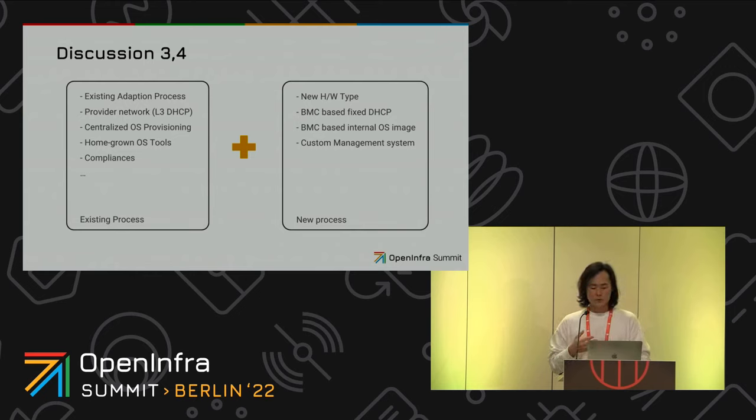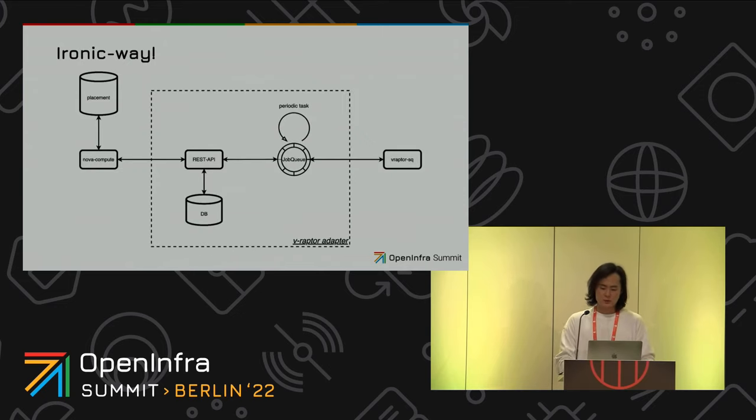Our new target has BMC-based fixed DHCP, and also a BMC-based internal OS image system. And it has no IPMI, no Redfish, no OpenBMC. It has its own custom management system. So we want to overcome this kind of challenge. Some features are not acceptable or migratable to our legacy process. So we had to figure out how to integrate with our system.